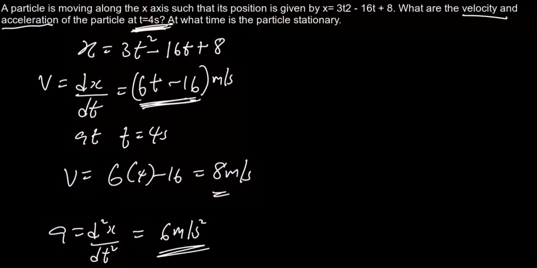You observe, after differentiating, I have just 6. There is no t present there. Assuming there is a t present there, I will substitute t equal to 4. So this is what I have.